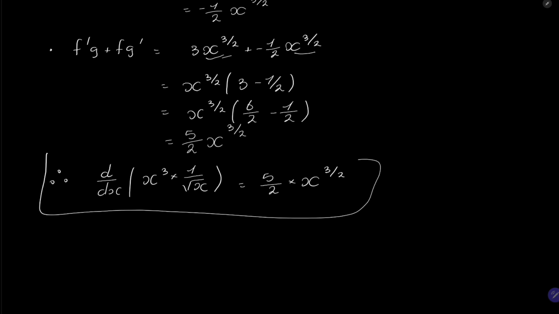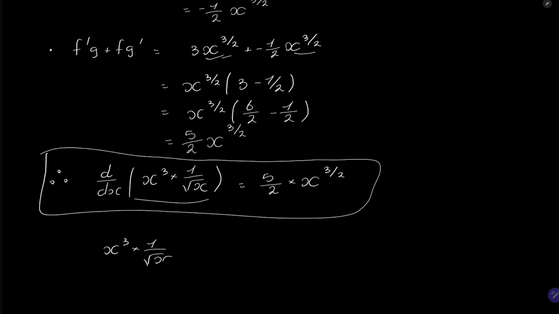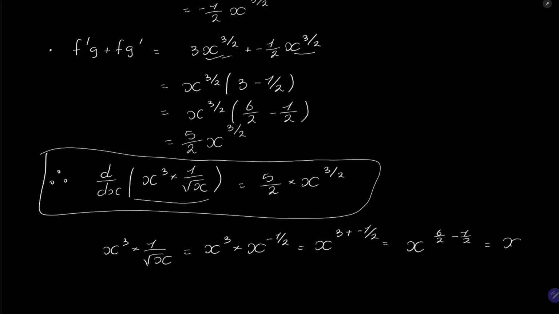Another way for us to verify this answer is, if we look directly at our question here, we could directly simplify our initial question and use power rule. That is, x cubed times 1 on root of x is the same thing as x cubed times x to the negative half, which is the same thing as x to the 3 plus negative half, which is the same thing as x to the 6 on 2 minus half, which gives us x to the 5 on 2.